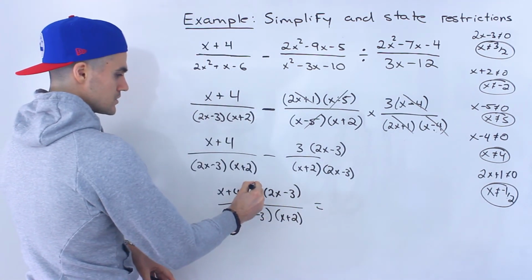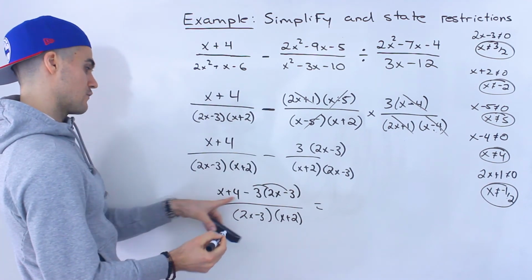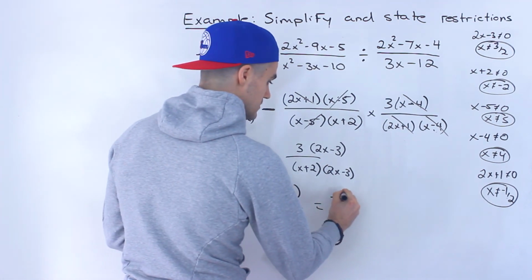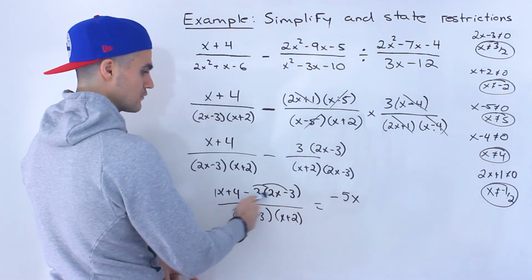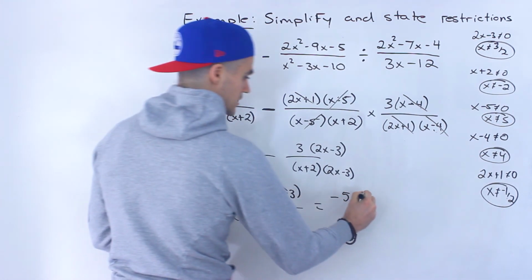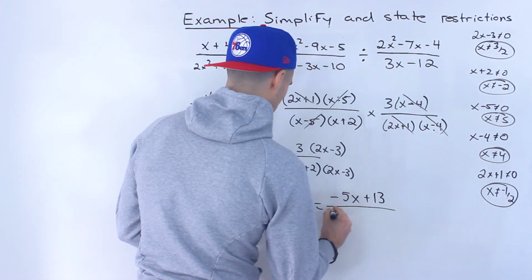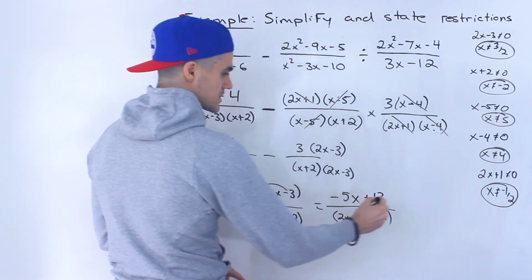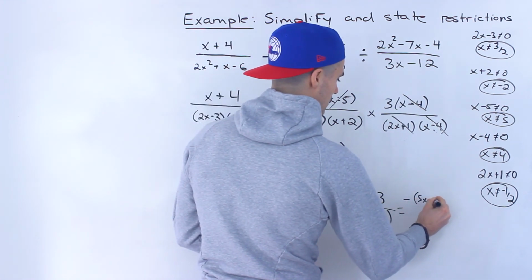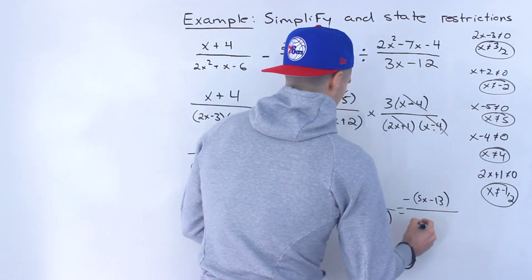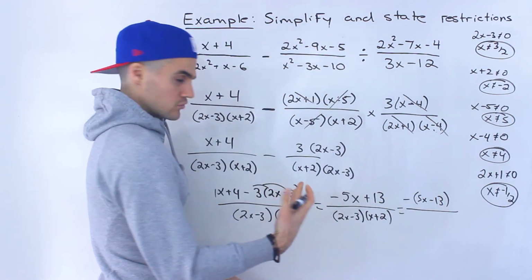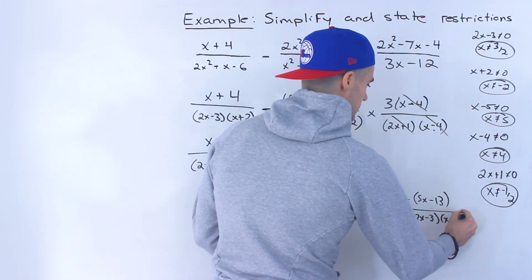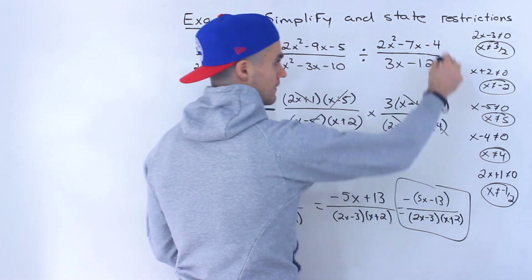And then from here, what you want to do is simplify. So we would have 1x minus 6x, which gives us negative 5x. And then we'll have 4. Negative 3 times negative 3 is 9. 9 plus 4 is 13. All over 2x minus 3, x plus 2, like that. We could also take out a negative from here. But other than that, we can't factor that numerator any further. So this ends up being the final answer for this question, and then those are the restrictions.